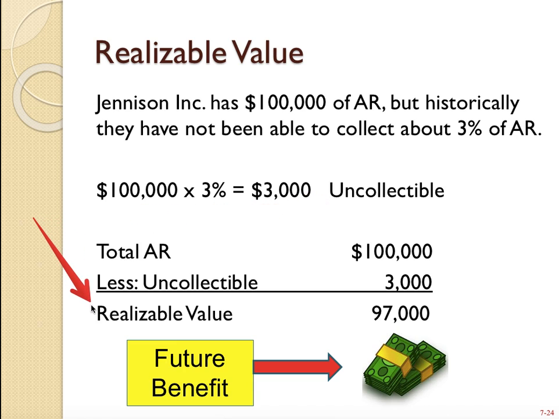So to calculate our realizable value, we take our total AR minus the amount that's uncollectible, and that gives us our realizable value. So in this case, our total AR is 100,000. We subtract the 3,000, which represents the 3% that's uncollectible, and therefore our realizable value would be 97,000. And that is a more accurate picture of our future benefit, meaning the actual cash that we are likely to receive.